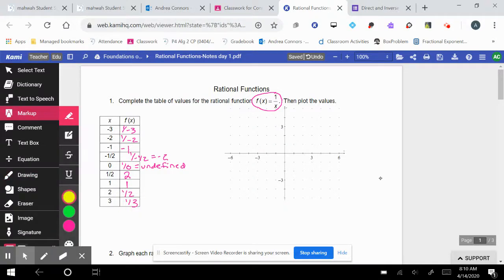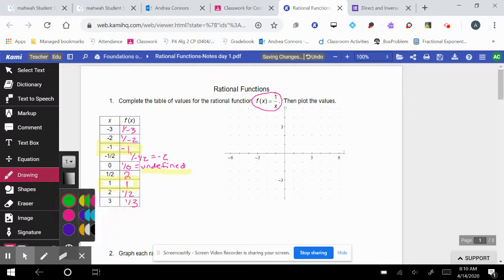When you're doing this, the only ones you really have to focus on are these points. And you do have to realize that if it's undefined, it would never touch there. So you have -1, -1, and you have 1, 1. And then -3, -1/3, -2, -1/2, and then at 1/2 you go to 2. And again, you're going to get this really nice curve that never touches the x or y axis, and we're going to do the same thing on the other side. So you have 1/2, 2, and there, and connect.